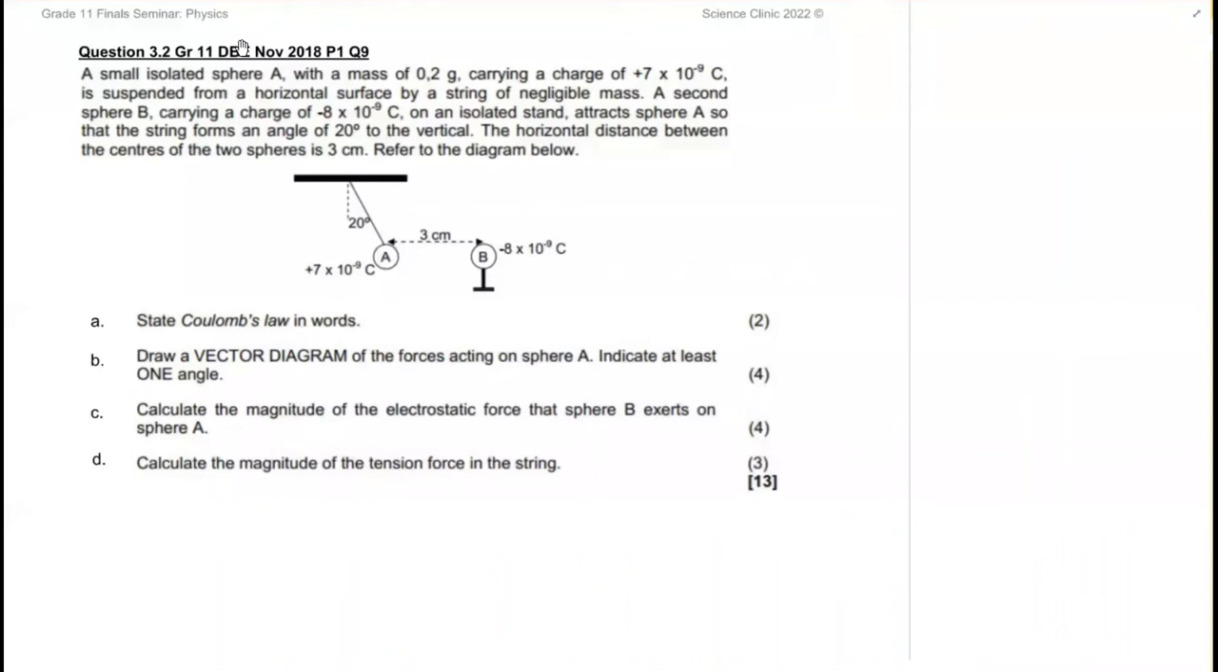Right, so B is attracting A. If you have a look there, B is a negative charge and A is a positive charge. So we will get an attraction force between A and B.